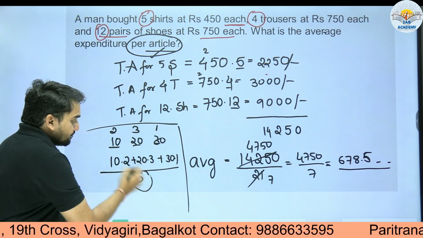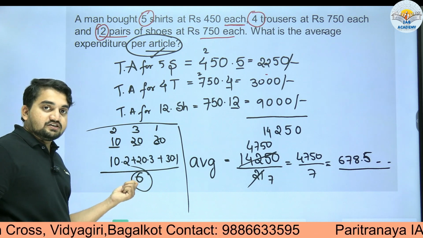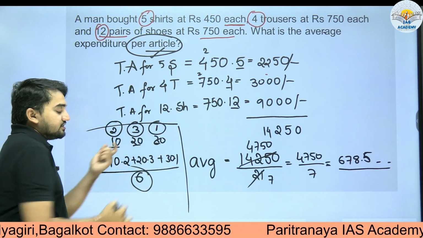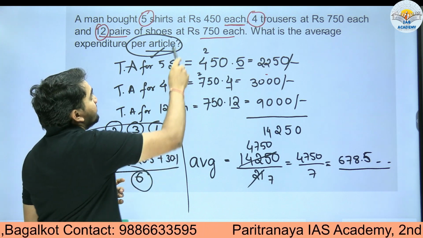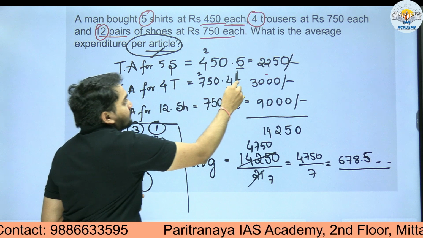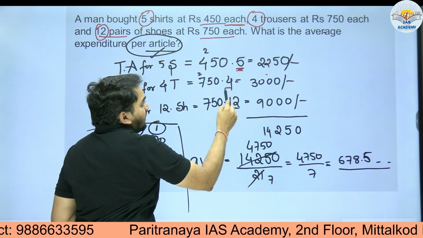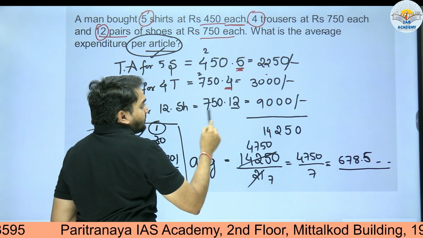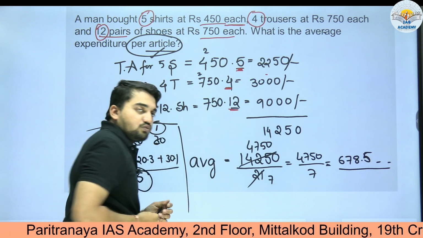So because of this, it is not 3 but 6. Why? Because we have the article in terms of these numbers. Similarly, we have the cost. 450 is there, but it has 5 of those. And similarly 750, 4 of them are there, and 750, 12 of them are there.